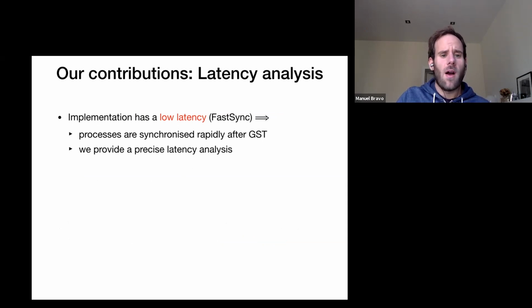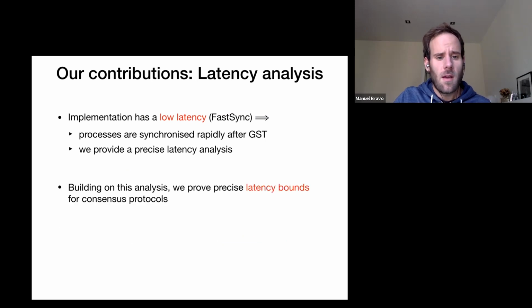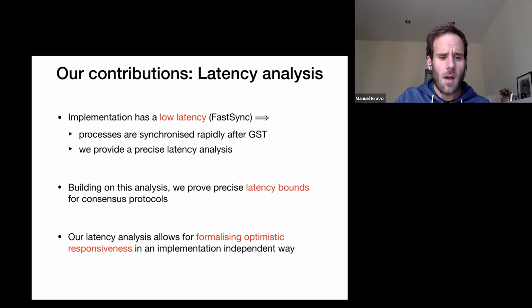And actually, we provide a precise latency analysis of this. Building on this analysis, we are able to prove precise latency bounds for consensus protocols. This means that we are able to not only prove them live, but also to measure how fast they terminate after GST. And our latency analysis allows for formalizing optimistic responsiveness in an implementation independent way.